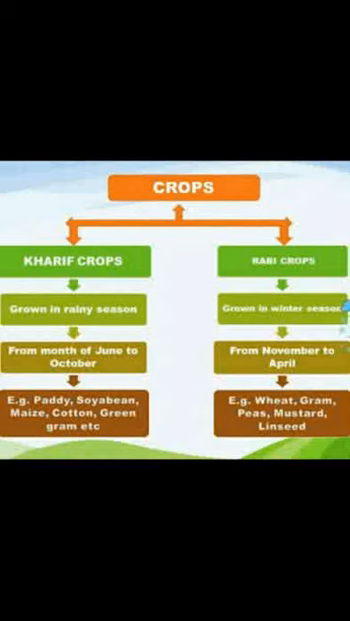Kharif crops are grown during summer season or rainy season between the month of June, July and harvested by September, October. For example, paddy, maize, cotton, etc. On the other hand, Rabi crops are grown in the winter season between the month of October, November and harvested by March or April. For example, wheat, peas, gram, etc.